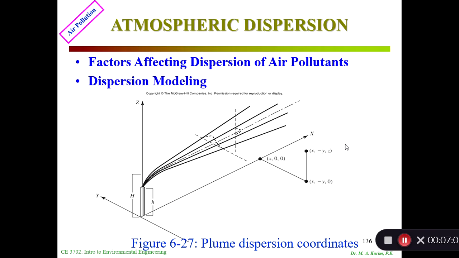So now, all the atmospheric dispersion factors affecting the dispersion of air pollutants, and dispersion modeling. This is a model showing the stack coming out. It's three-dimensional. Here is the point x, y, and 0, so this is 0, 0, and here would be x, y, and z. X is towards that way, y could be either way, to the right, and z is upward. So that's why it is positive in here.